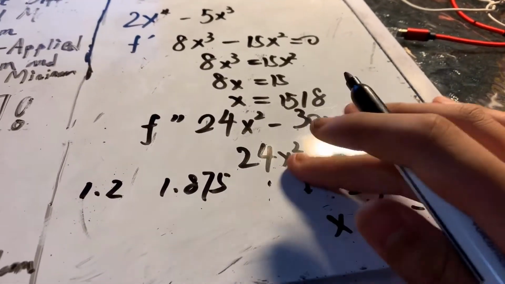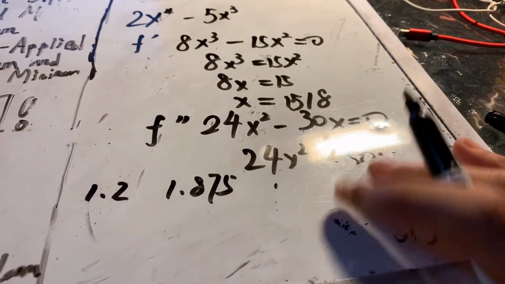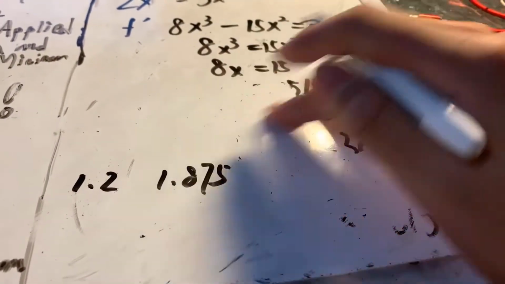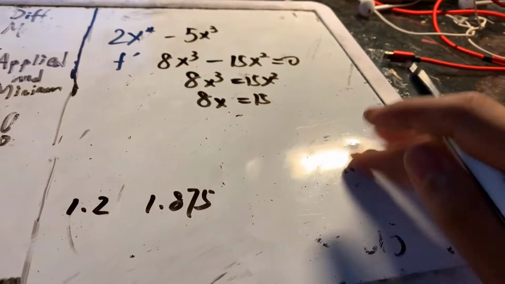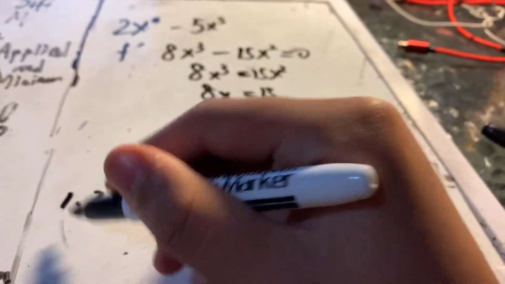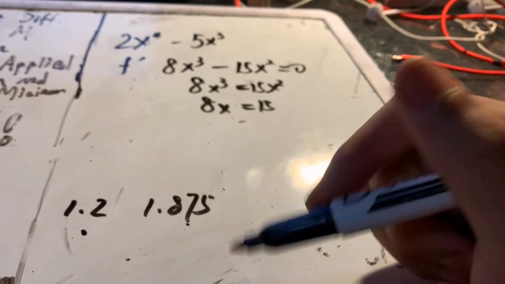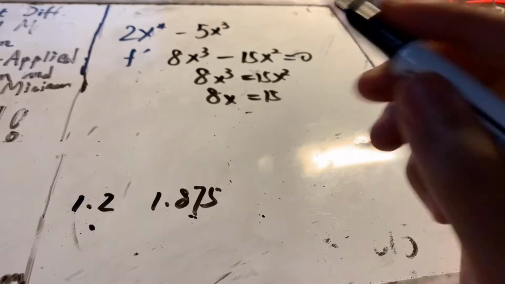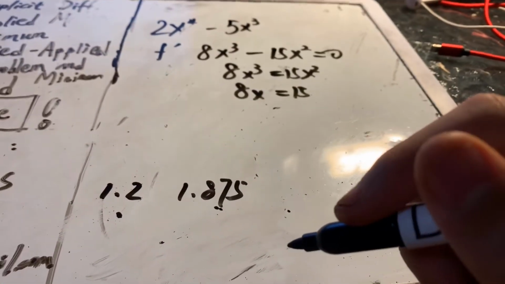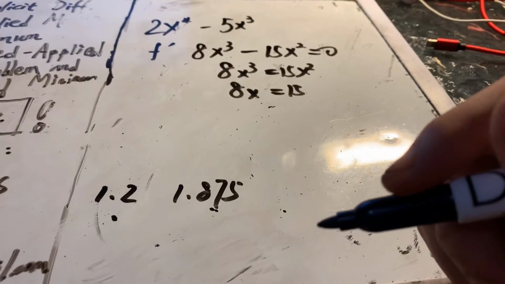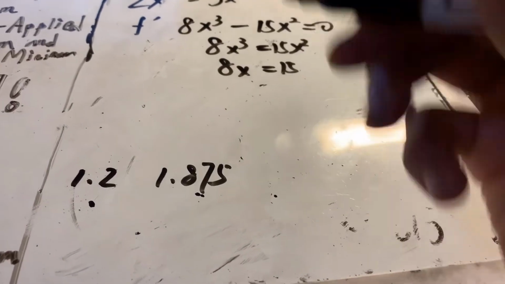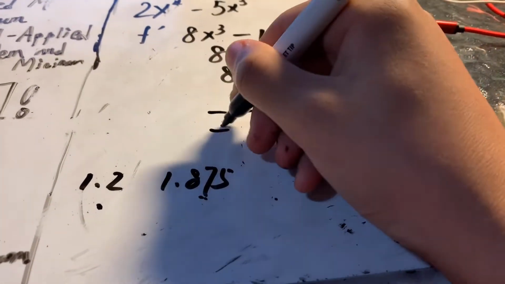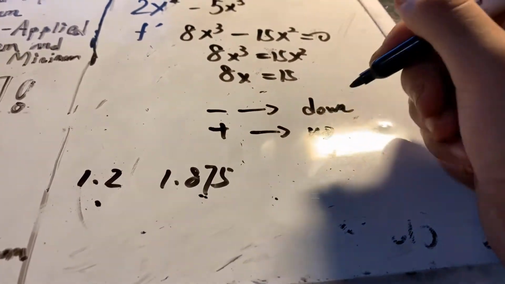Now in this case, you only need to choose any number between the following intervals: the interval between 1.2 and 1.875, and 1.875 to 3, and see whether they are positive or negative, so that you are able to see how it is changing. If you get negative, then it's going down. If you get positive, then it's going up. It all depends on how we do that.